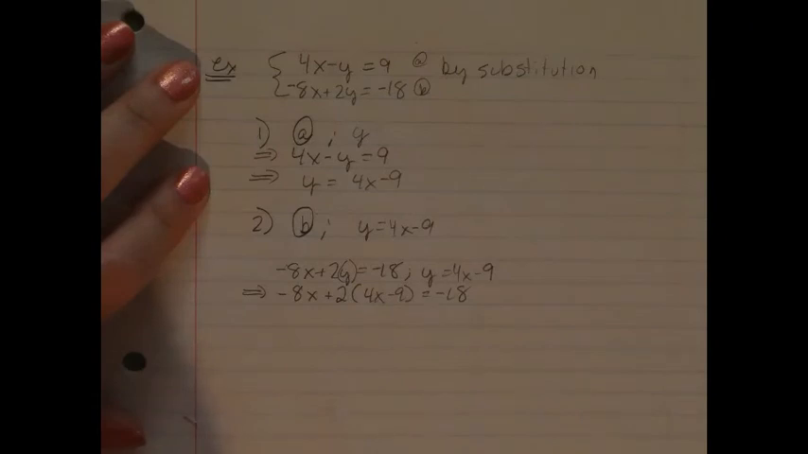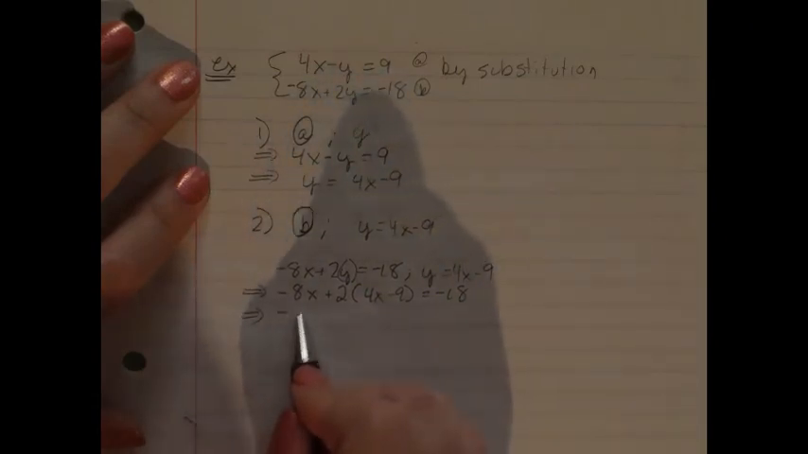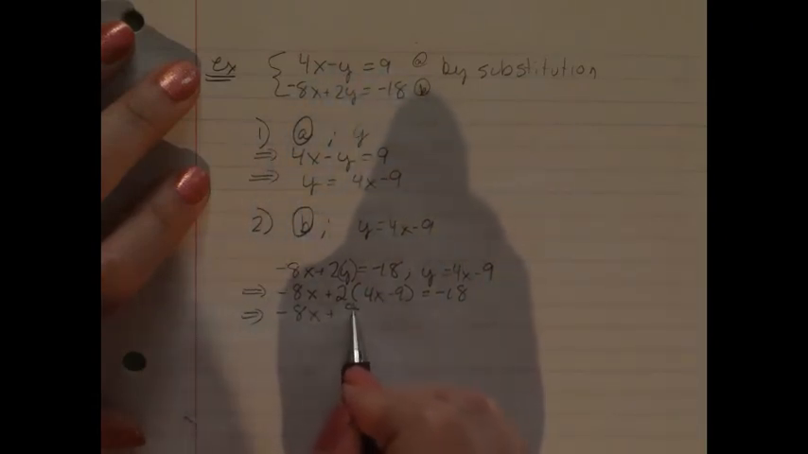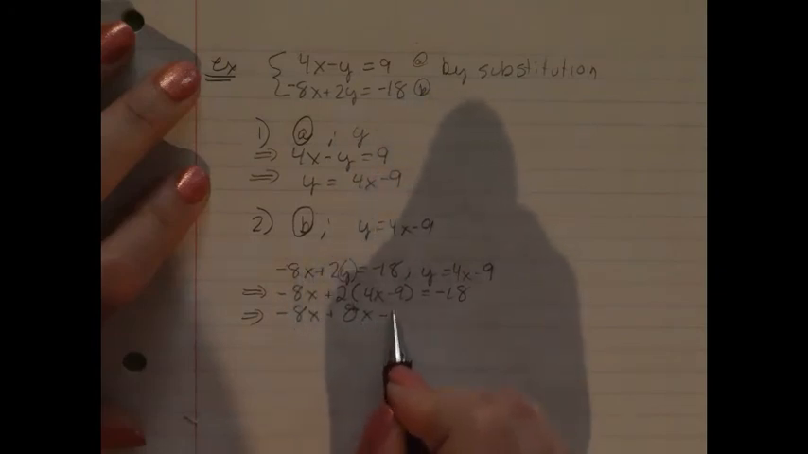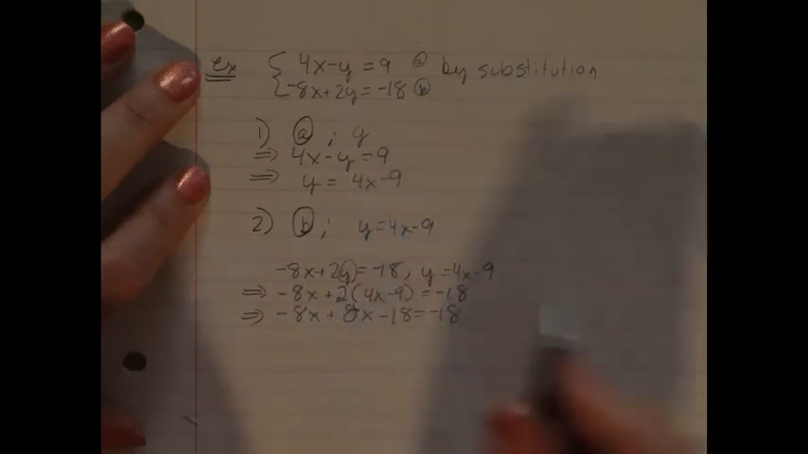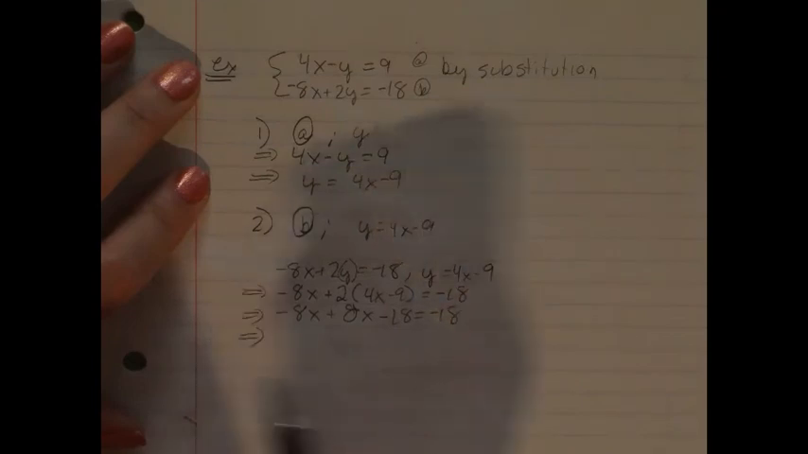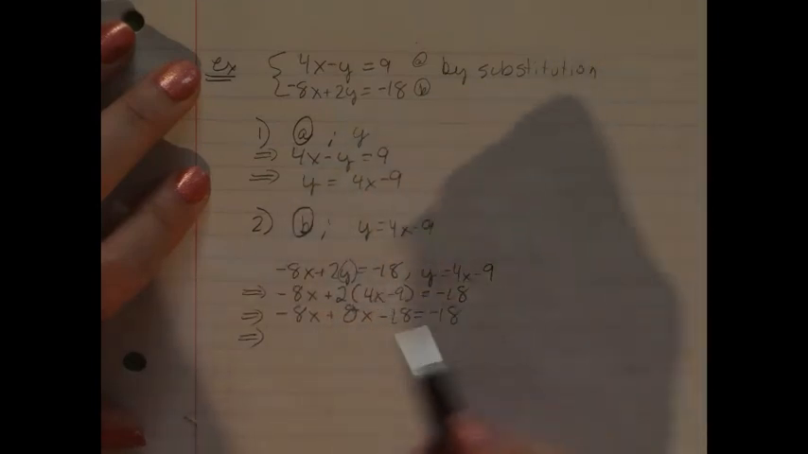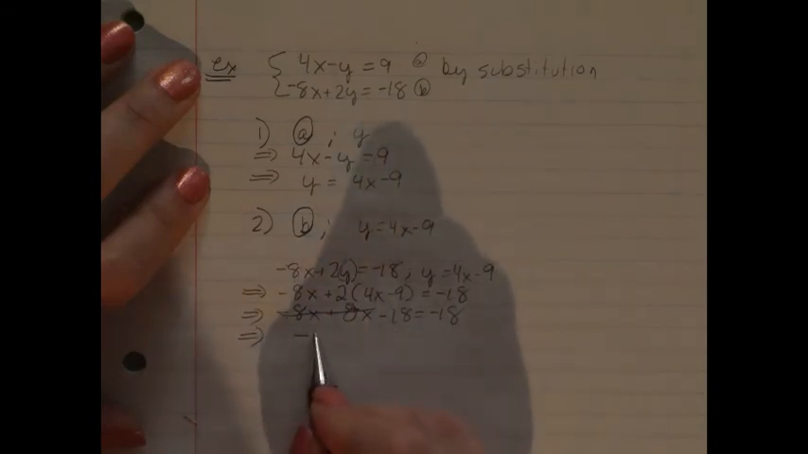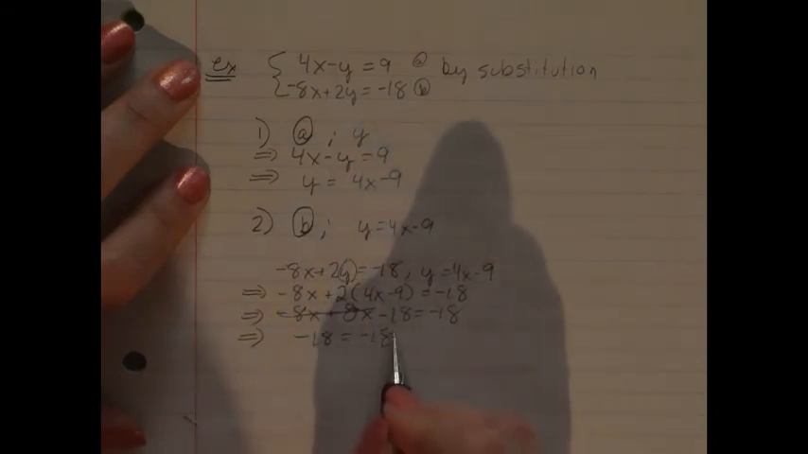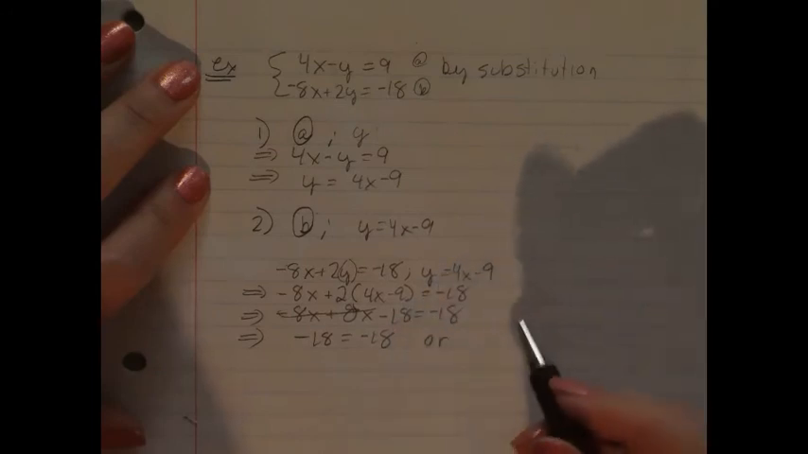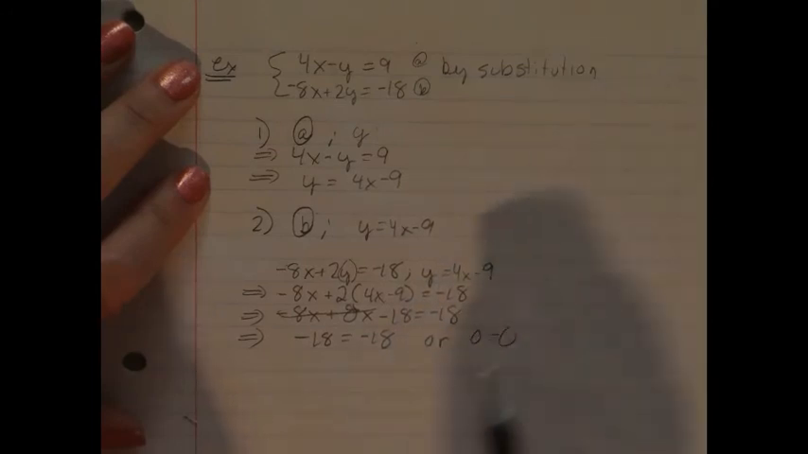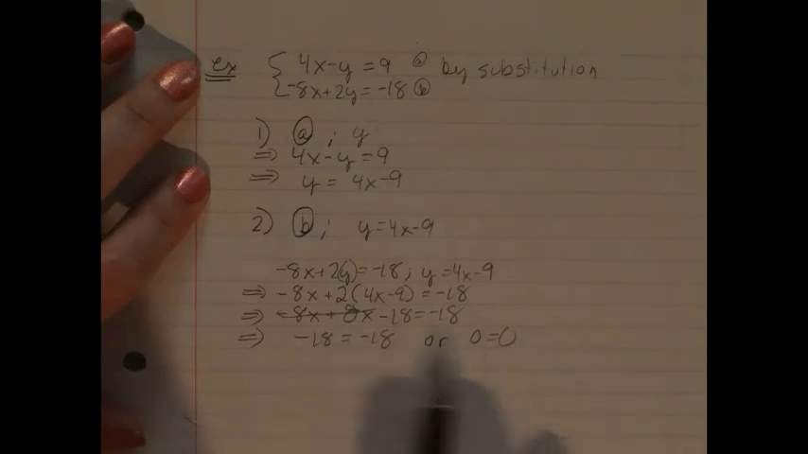I'm now going to distribute the 2. Negative 8x plus 8x minus 18 equals negative 18. I have like terms on the left. Negative 8x plus 8x is 0. I get negative 18 equals negative 18. Or you also could have given me 0 equals 0. A lot of ways to write it, but no matter what, notice that both sides are equal.